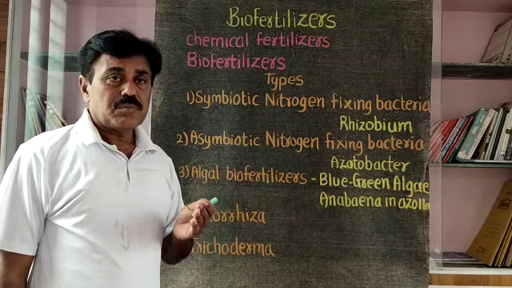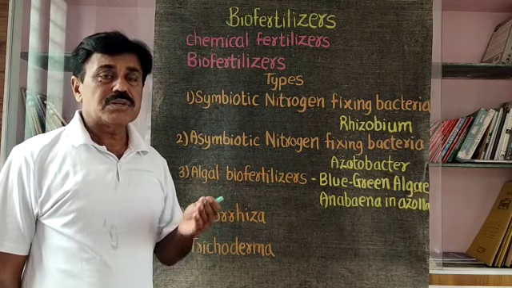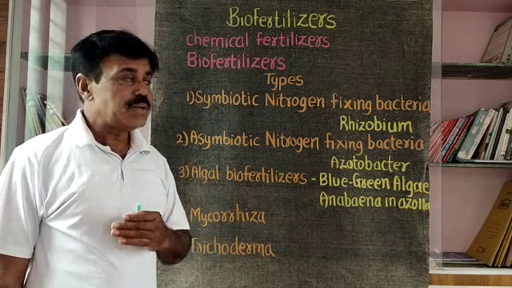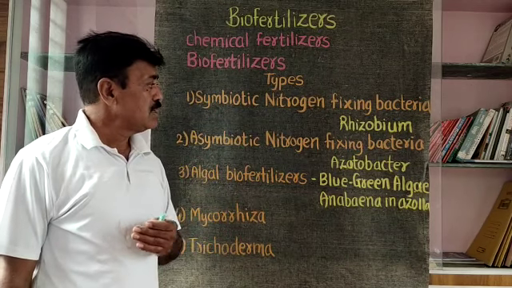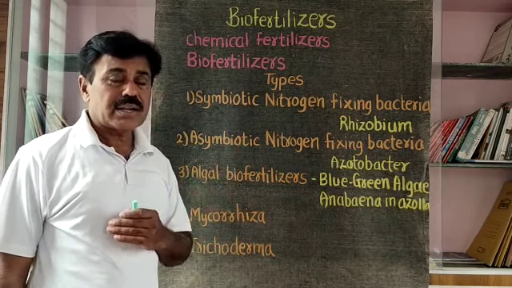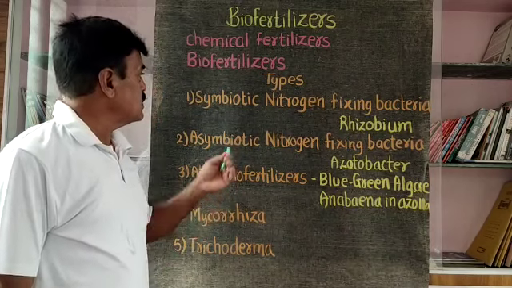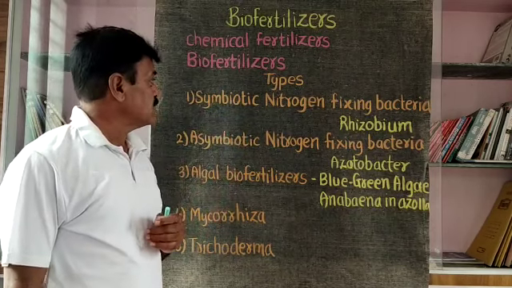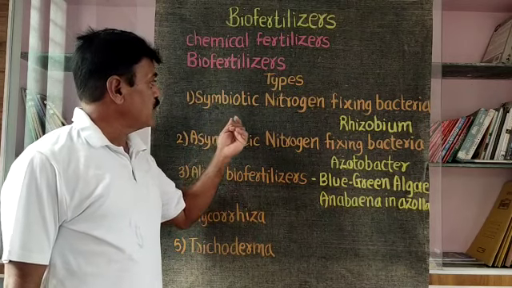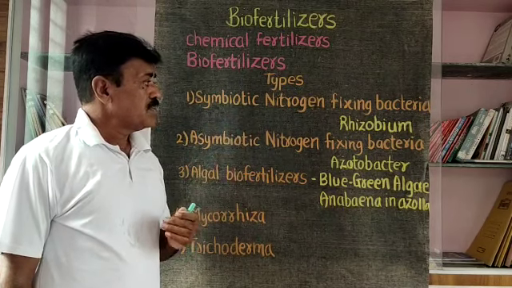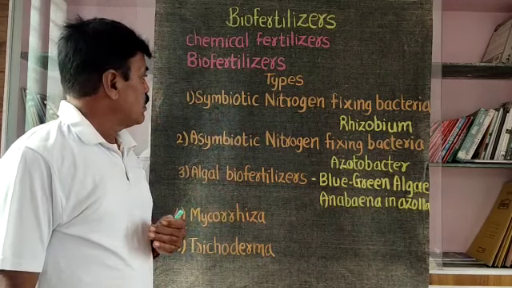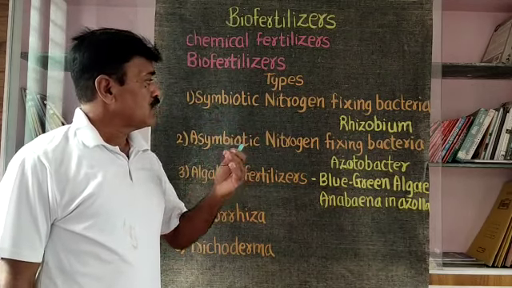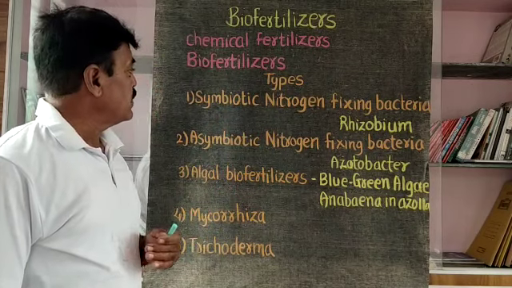Sometimes farmers use green manure or organic manure in the field. Composts are also used in the field. But in modern agriculture, the common practice is the biofertilizer. The first biofertilizer comes from bacteria. When bacteria are used as a biofertilizer, it is called a bacterial biofertilizer.